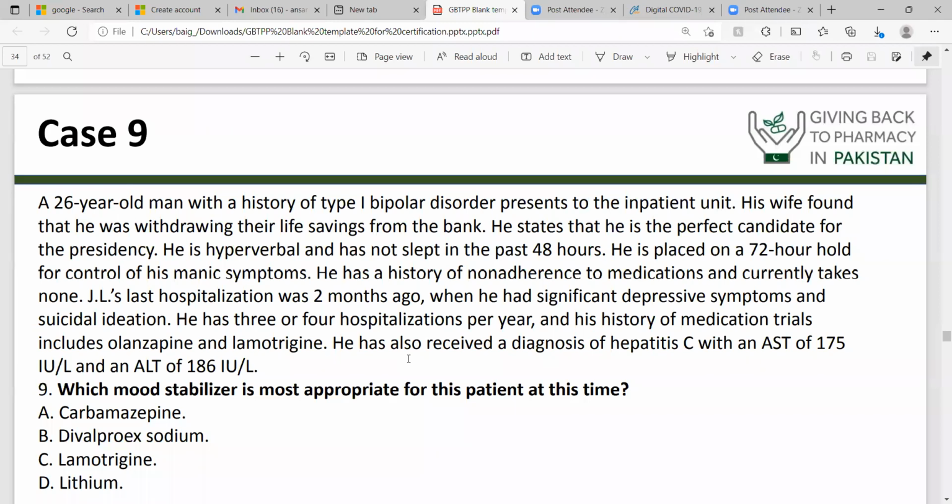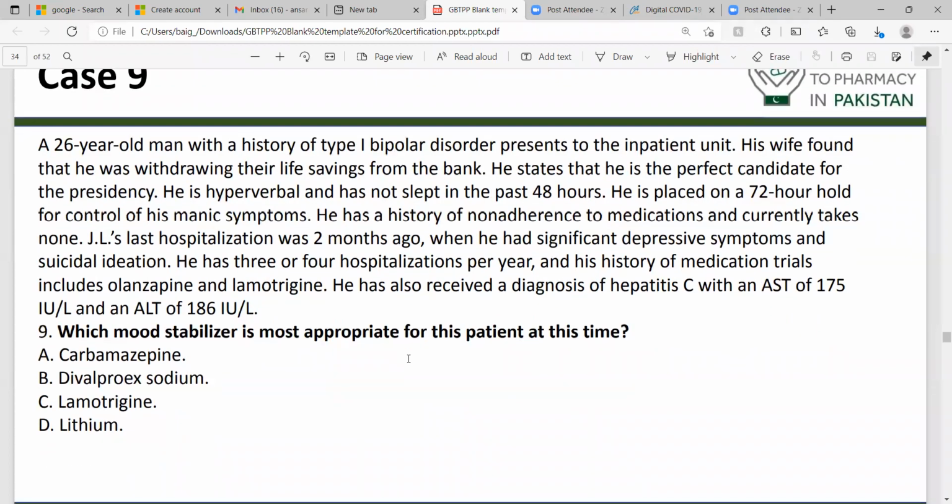He has a history of non-adherence to medications and currently takes none. His last hospitalization was 2 months ago when he had significant depressive symptoms and suicidal ideation. He has 3 or 4 hospitalizations per year, and his history of medication trials includes olanzapine and Lamictal. He has also received a diagnosis of hepatitis C with an AST of 175 and ALT of 186.